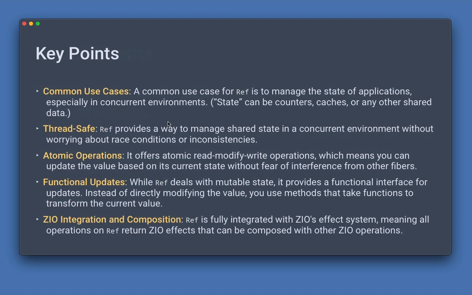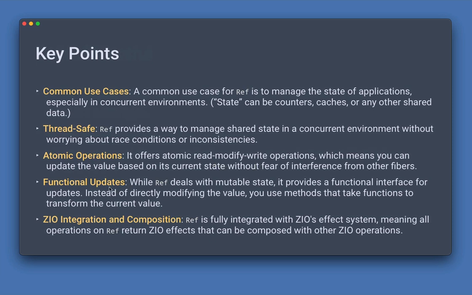Now if we come back to this key point slide, I mentioned the common use case. Other things to know is that ref is thread safe, and I've mentioned that already. It's a way for us to have shared state in a concurrent environment without having to worry about race conditions or inconsistencies. Then ref is really kind of a low-level tool, and it gives us these atomic operations, and I'll show those in just a moment. But they're simple read, modify, and write operations.